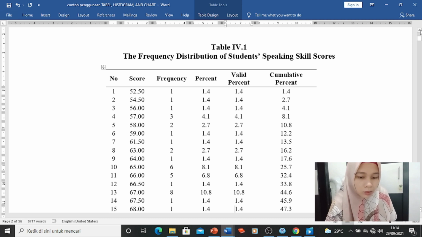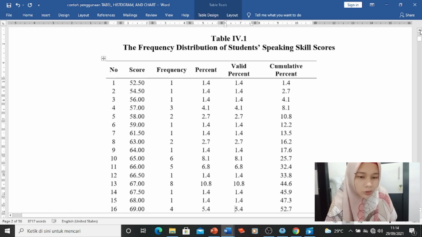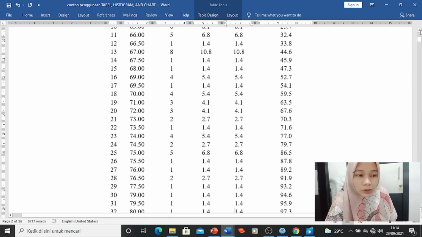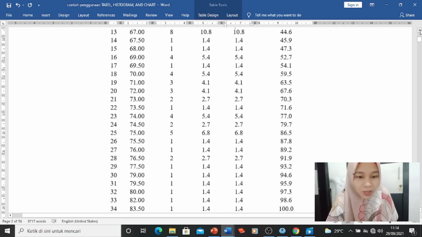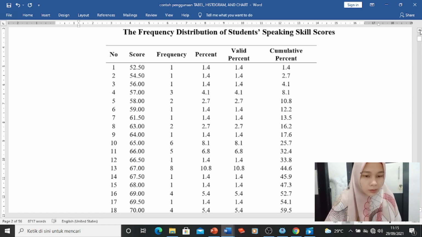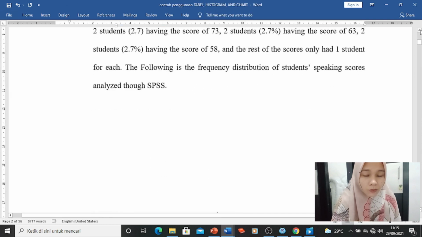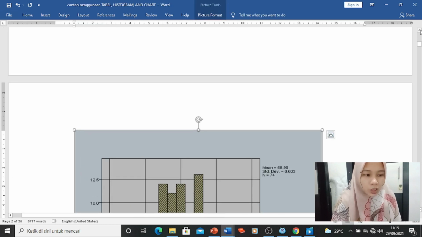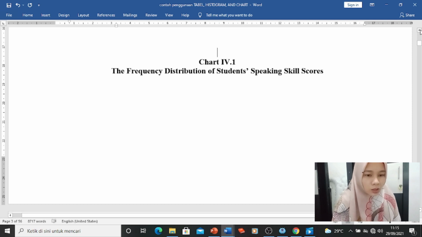Your table is quite long, right? There is a lot of information over here, a lot of numbers in it, starting from the scores, frequency, percent, valid percent, cumulative percent, and all. It looks complicated, although it is not complicated. So actually you can change the data information from this table into a chart. Let us see what kind of chart we can have.